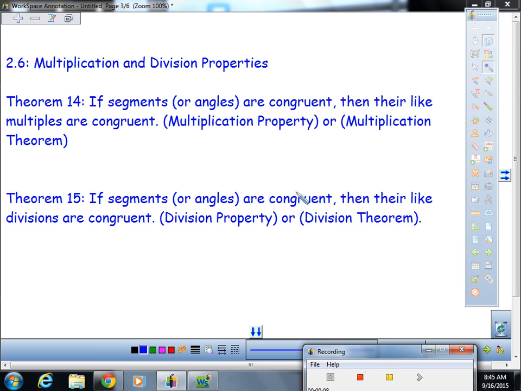Okay, so pretty simple. There's just 2 theorems, but really they could be 4 theorems. This is just like yesterday. So if you followed yesterday's video, this one's going to be very similar. If segments, or angles, are congruent, then their like multiples are congruent. We can refer to this as the multiplication property or the multiplication theorem. Okay? So we got options. The second theorem for the day is if segments or angles are congruent, then their like divisions are congruent. We can call this the division property or the division theorem. Now these are the only theorems for the day. Okay? So let's figure out when we're going to use them.